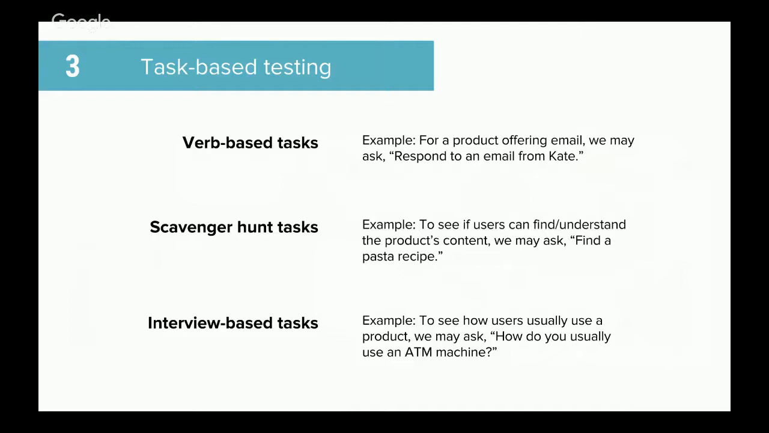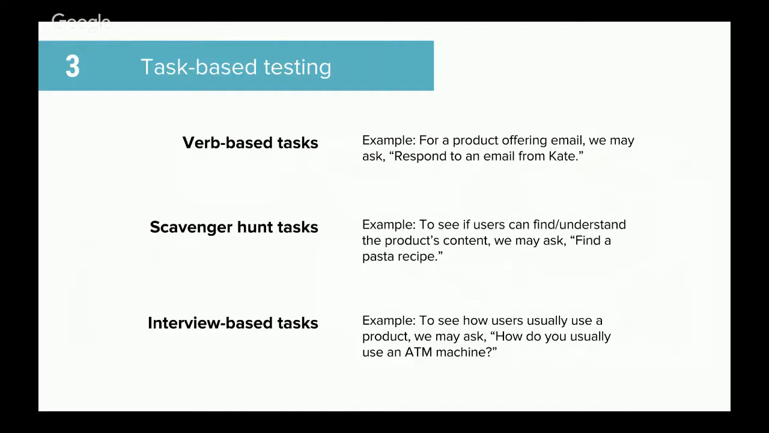There are 3 types of tasks you can give participants in a usability test. You can give them verb-based tasks, scavenger hunt tasks, and interview-based tasks. Verb-based tasks are ones where all the tasks begin with a verb and they ask users to complete a specific action. For example, if you're testing an email system, you might ask users to respond to the email that you just received from Kate.